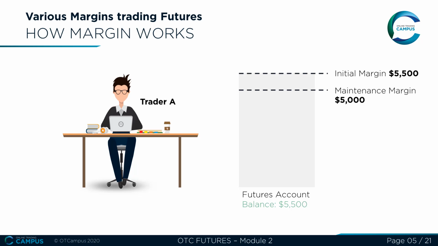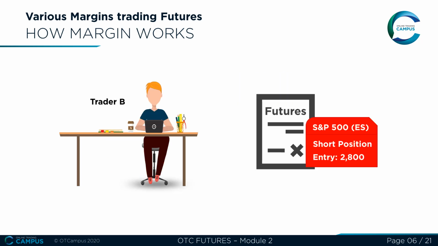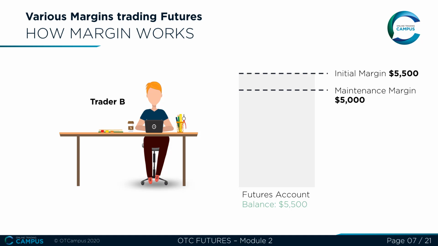So trader A's buy order is routed to the exchange and is connected with trader B's sell order. Trader B is bearish on the S&P 500 and shorts the ES contract. Trader B also puts up the initial margin of $5,500 because the buyer and the seller put up the same initial margin. Let's check the numbers for trader B. He also has an initial margin requirement of $5,500 and is held to the maintenance margin of $5,000, the same as trader A. For this example, we'll say his account balance is also $5,500.